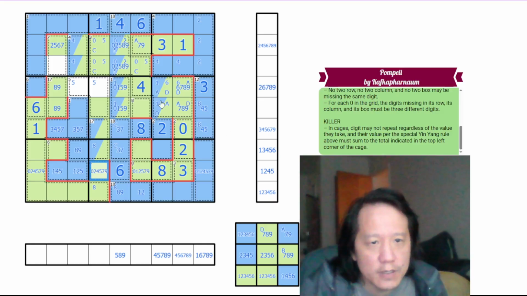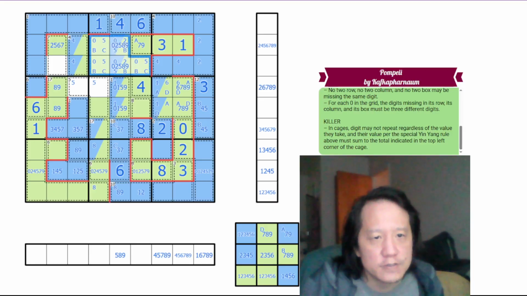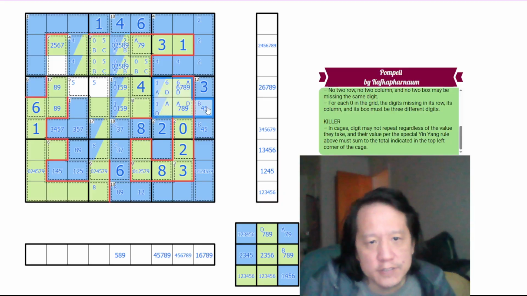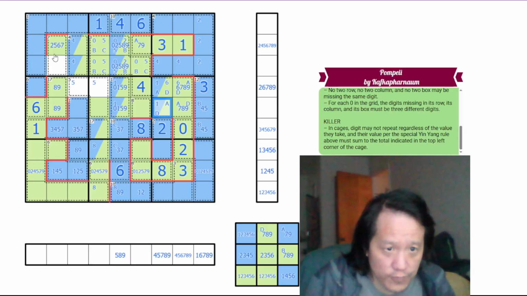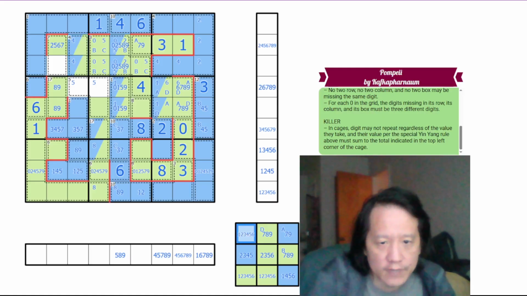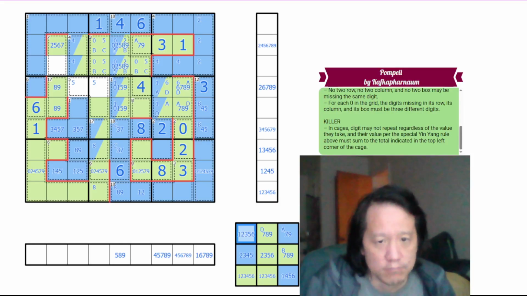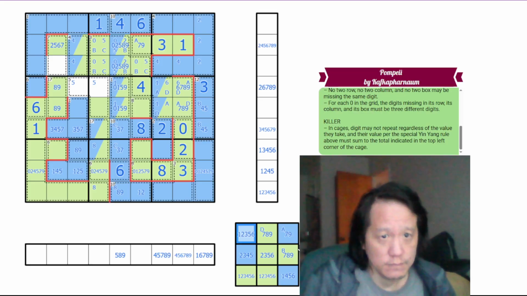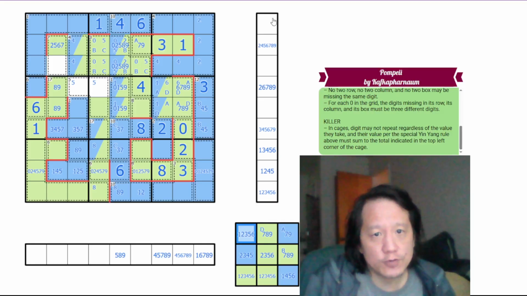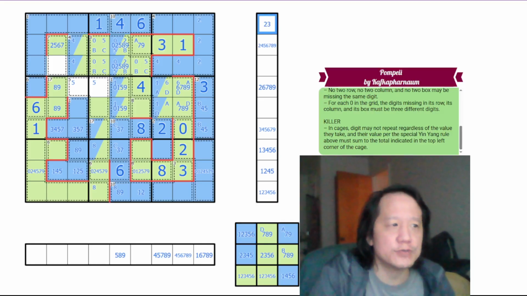So B obviously has to be one of these. That's not helpful. We know A and D are here. We know 4 is here. So this cannot have a 4. 1, 4, 6. So this is 2, 3, 5, 7, 8, 9 as possibilities.